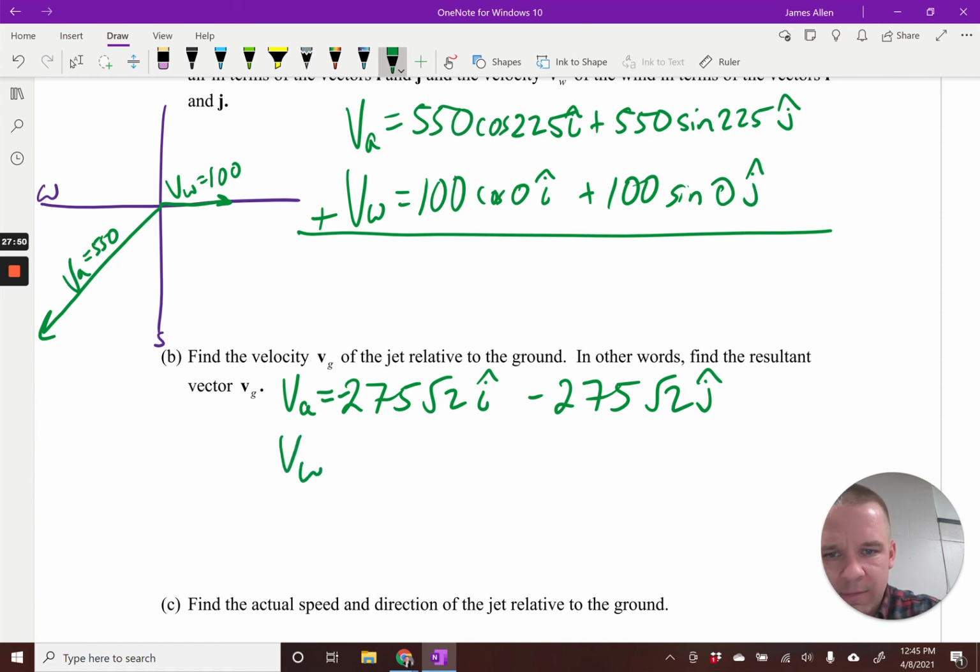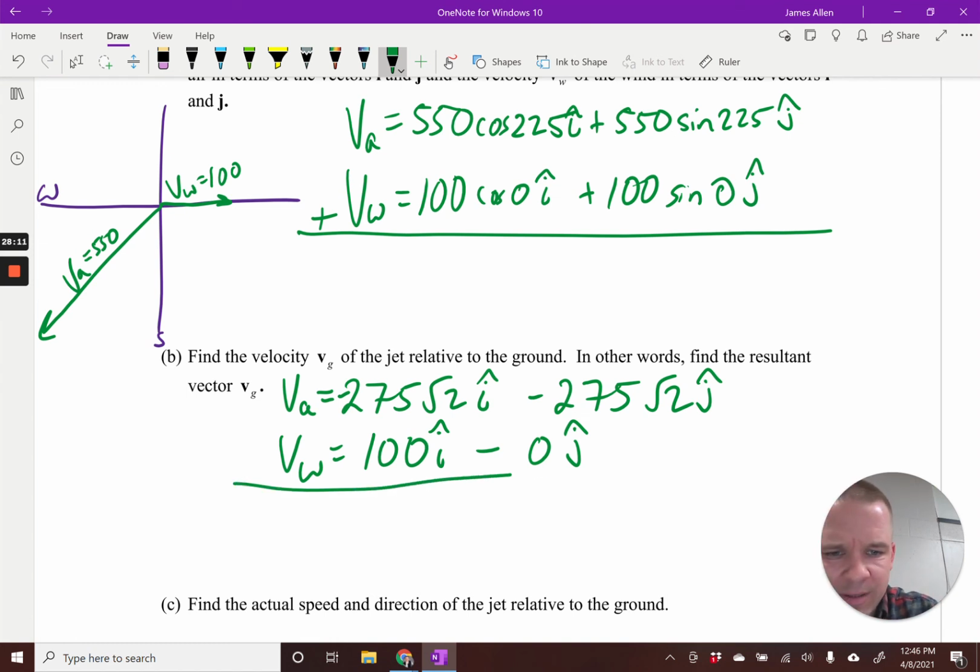Now let's go with our velocity of the wind. So cosine of 0 is 1, right? So that's 100 i minus, and then sine of 0 is just 0, so 0 j hat. Okay, so we've got our 2 there. And to get our resultant vector, we need to just add those 2 together.